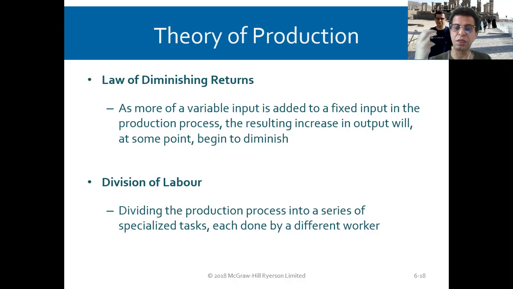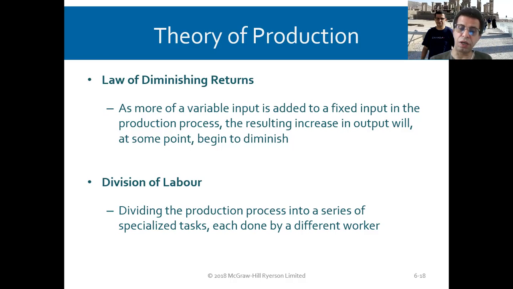So it's increasing, and as it's increasing, it's diminishing. That's what you call the law of diminishing returns. So the more variable goods you put, the more variable units you put, the more you produce up to one point, and it starts diminishing after that.